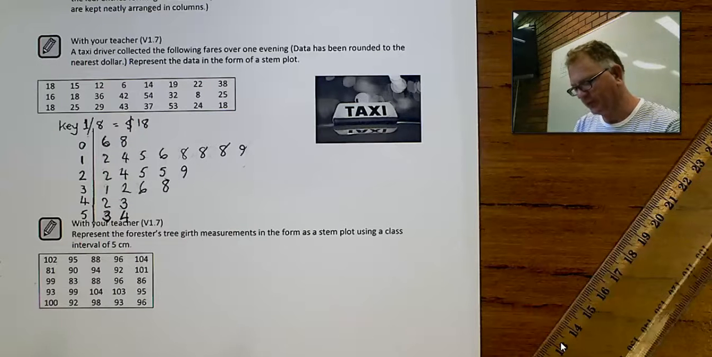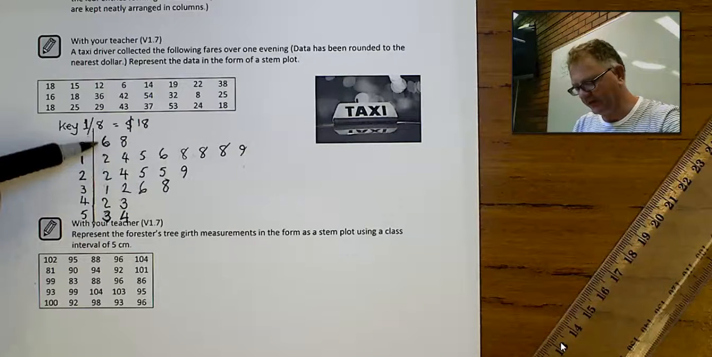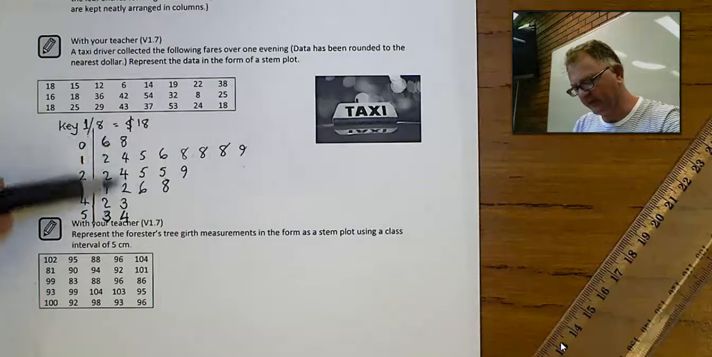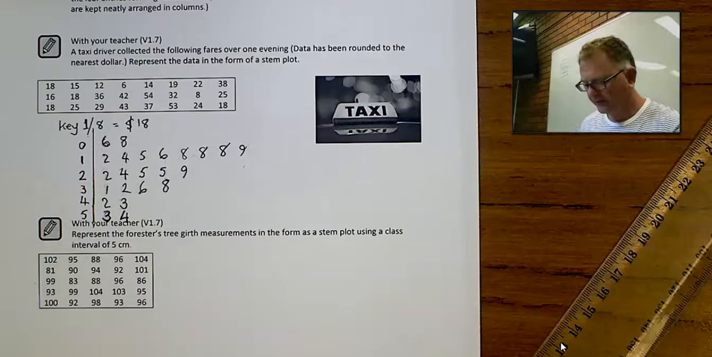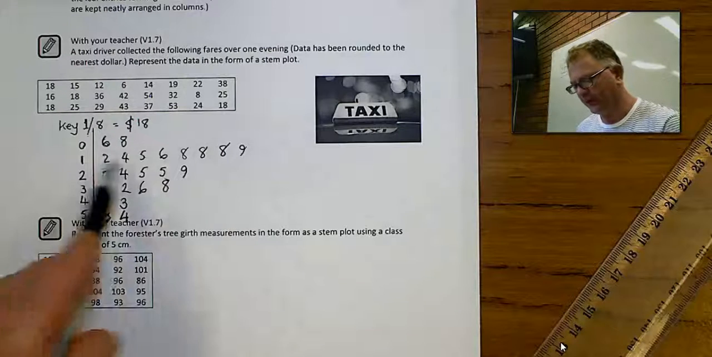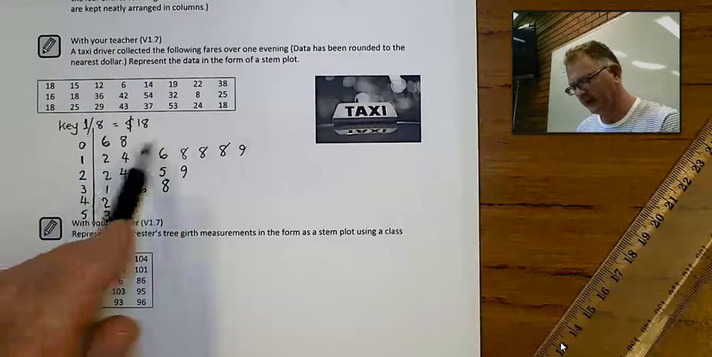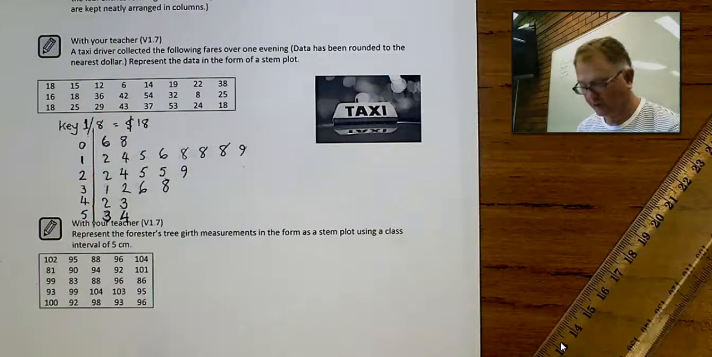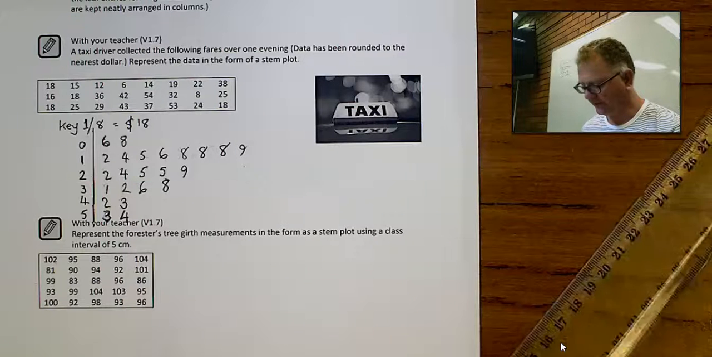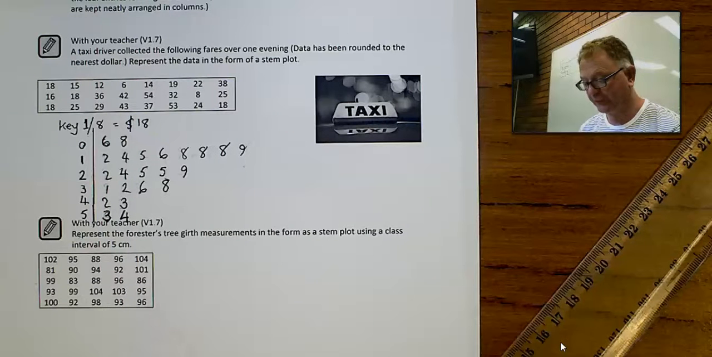The other thing that's important is, notice I've tried to keep it nice and neat, and I've kept my numbers in nice neat columns here. That's useful too, because you can then see which groups have got the highest frequency in them. It's rather like a histogram which has been turned on its side, or a horizontal bar graph, if you like. Let's have a look at a second example here, and it's the forester's tree girth measurements.